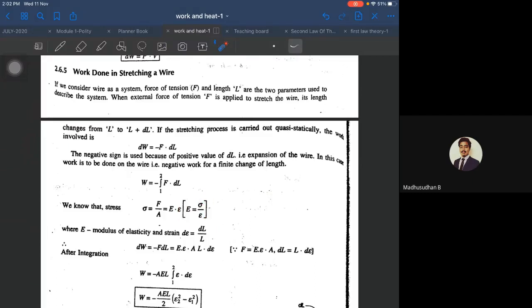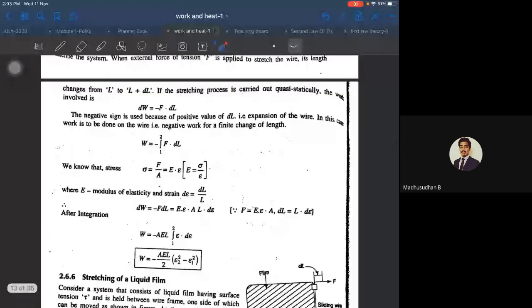Now, the modulus of elasticity, which is Young's modulus, gives the strain, which is dl divided by L. So you know this particular thing from which you have taken here. The work done in stretching a wire is given by minus F into dl, minus just to compensate for the elongation. Substitute the value of F from here: it is E into epsilon into A, L into d epsilon, where d epsilon is the strain. After integrating, you get the expression W equals minus AEL divided by 2 into epsilon 2 squared minus epsilon 1 squared.